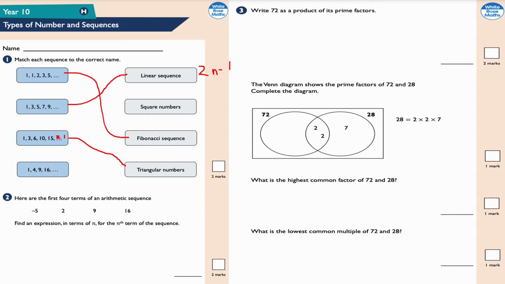That's leaving the last one to be 1, 4, 9, 16. These are all square numbers, and again, if you're interested, it follows the sequence n squared for that one. And this one, if you're interested, it's half n plus 1.